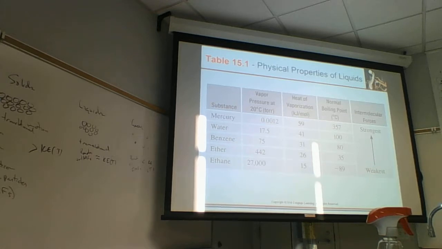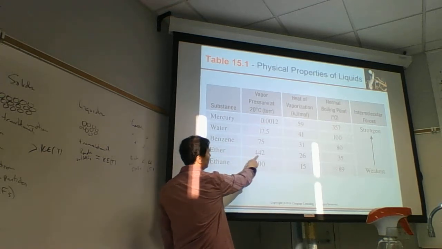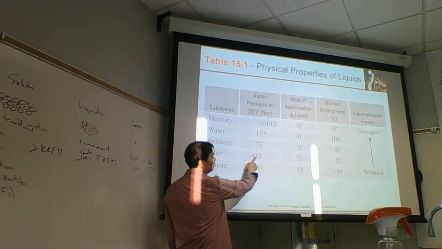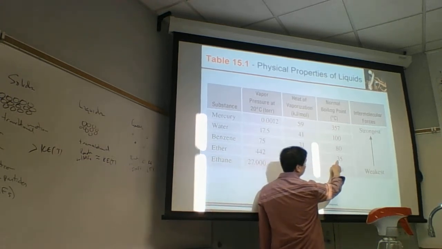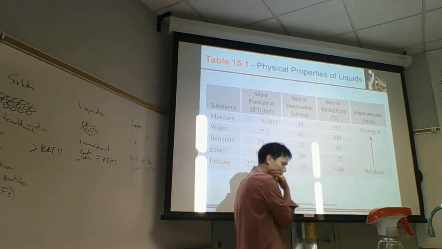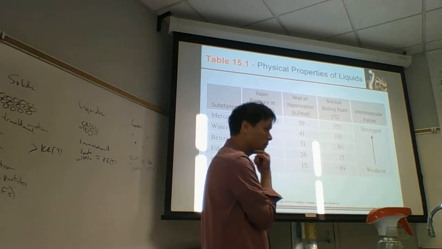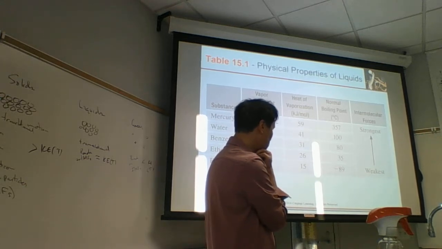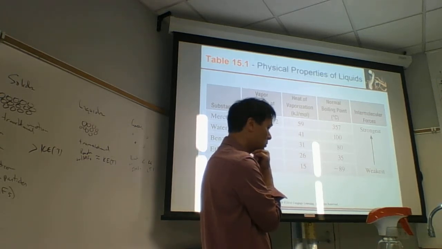All right, let's look at some of the properties. Just a quick review here. Ether has a very high vapor pressure, but it would have a low heat of vaporization, a low boiling point. What about viscosity? Viscosity is not shown here. Would ether have high viscosity or low viscosity? Low viscosity. Would ether have high surface tension or low surface tension? Low surface tension.